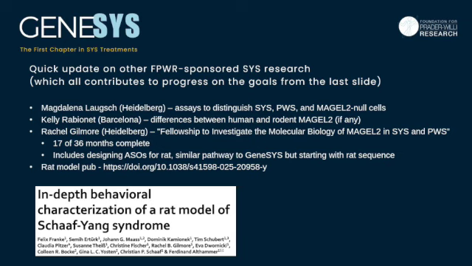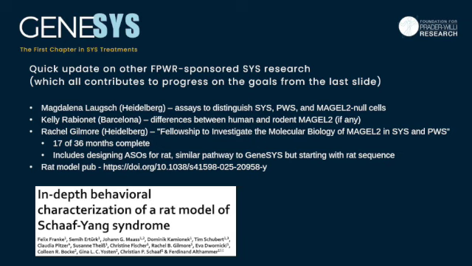Magdalena Lausch in Heidelberg is using very advanced new ways of looking at these cells to try to distinguish the Schaaf-Yang mutation cells lacking MAGEL2, PWS cells, and neurotypical cells. And this is actually leading us towards some of the assays that we think are going to be used to test the ASOs. She's detecting things at a level of sensitivity that we haven't seen before. So watch for her publications, and we'll blog about them when they come out.